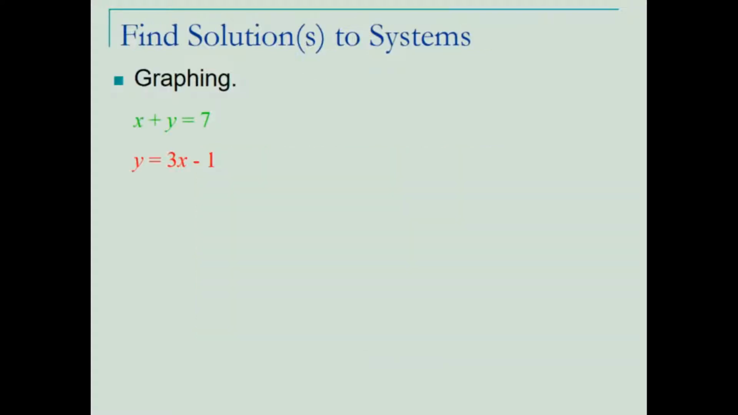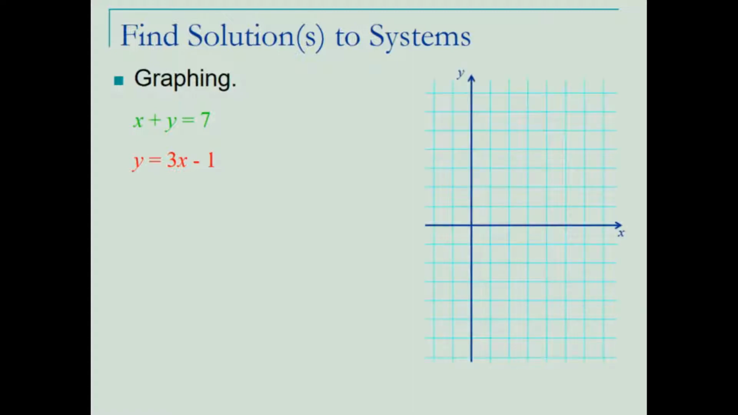A graph of an equation is a set of points representing its solution set. Each point on the graph corresponds to an ordered pair that is a solution of the equation. By graphing two equations using one set of axes, we can identify a solution of both equations by looking for a point of intersection. So here we have two linear equations.